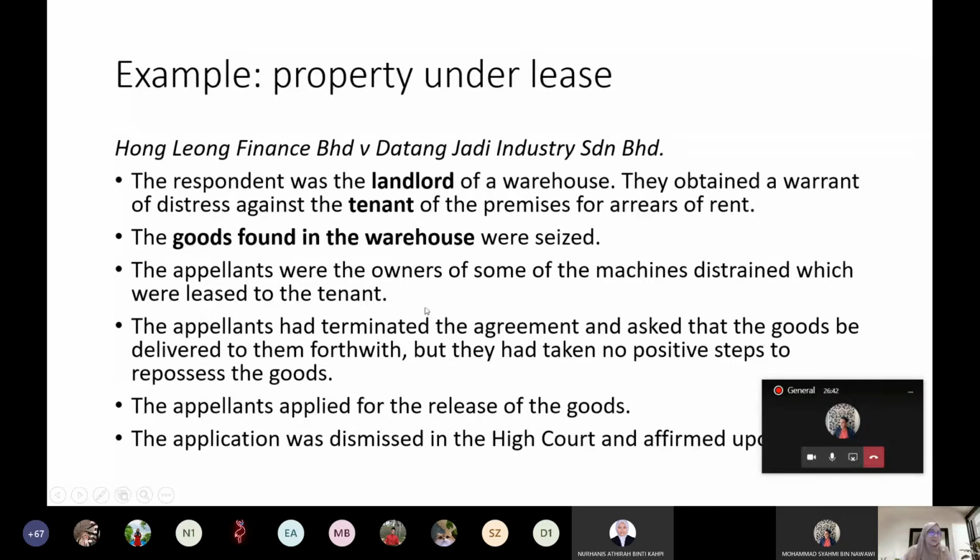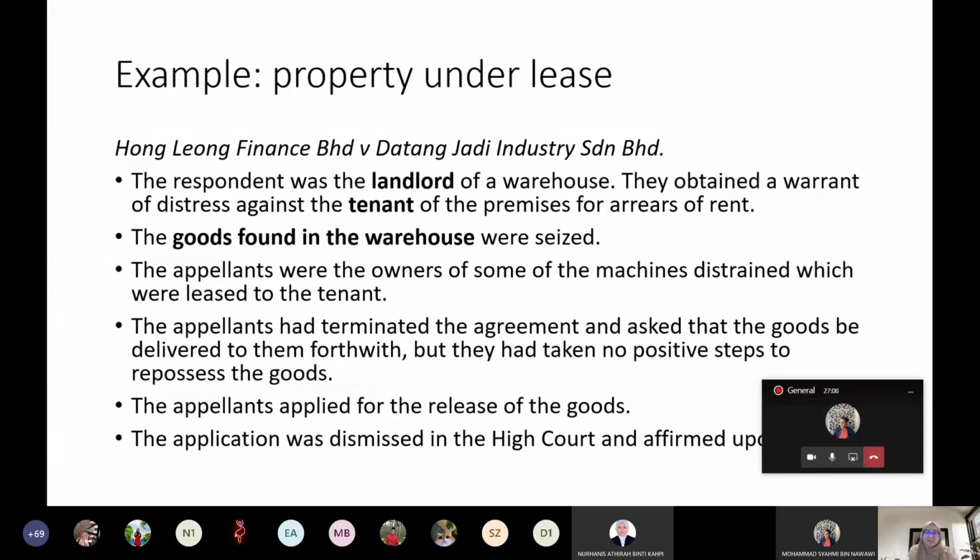Okay, so the tenant was adjudged bankrupt. So the issue is about the goods which were found in the warehouse, whether it belonged to the DGI when the tenant was adjudged bankrupt. Okay, and then the appellants had terminated the agreement and asked that the goods be delivered to them forthwith, but they had taken no positive step to repossess the goods.